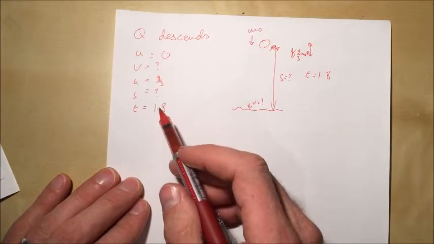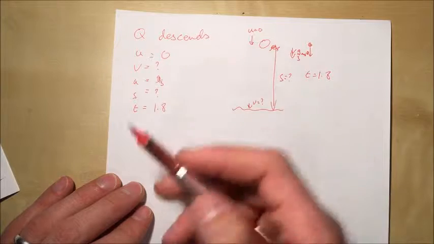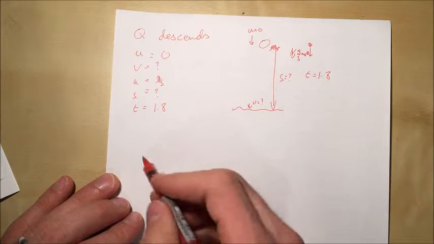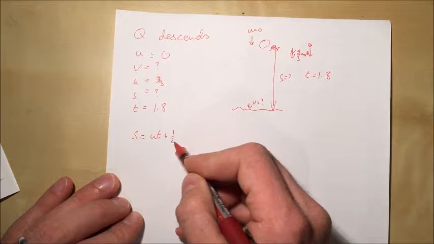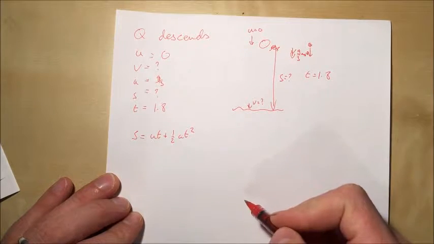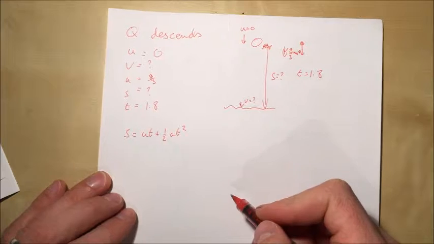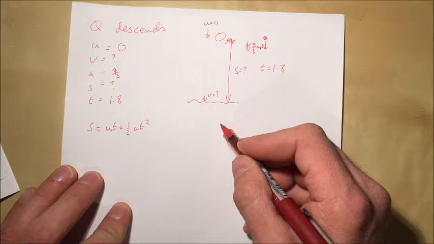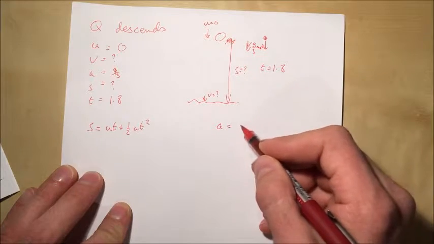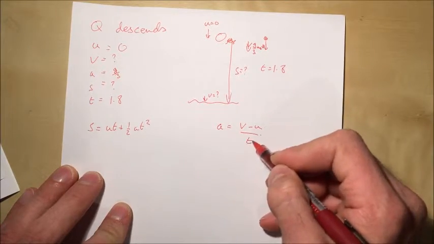So we need to find s and v, so it doesn't really matter which one we do first. I'll go for s first, and we're going to get s equals ut plus 1/2 at squared. And when we're trying to find v, we're going to use the equation a equals v minus u over t.